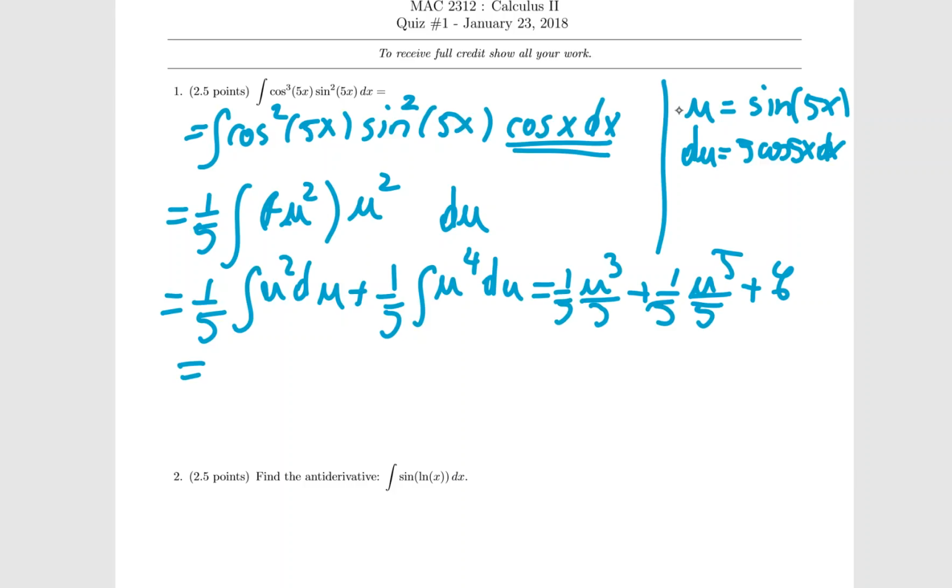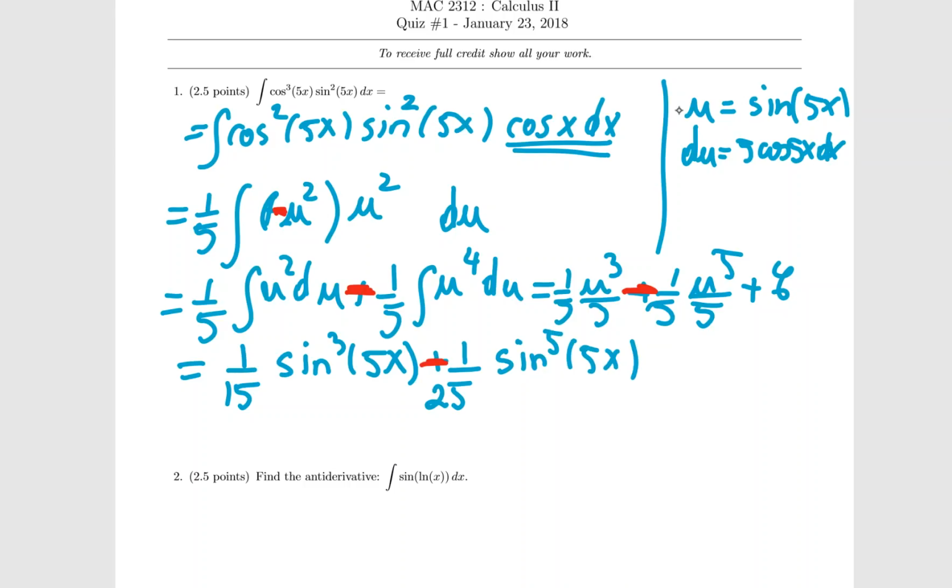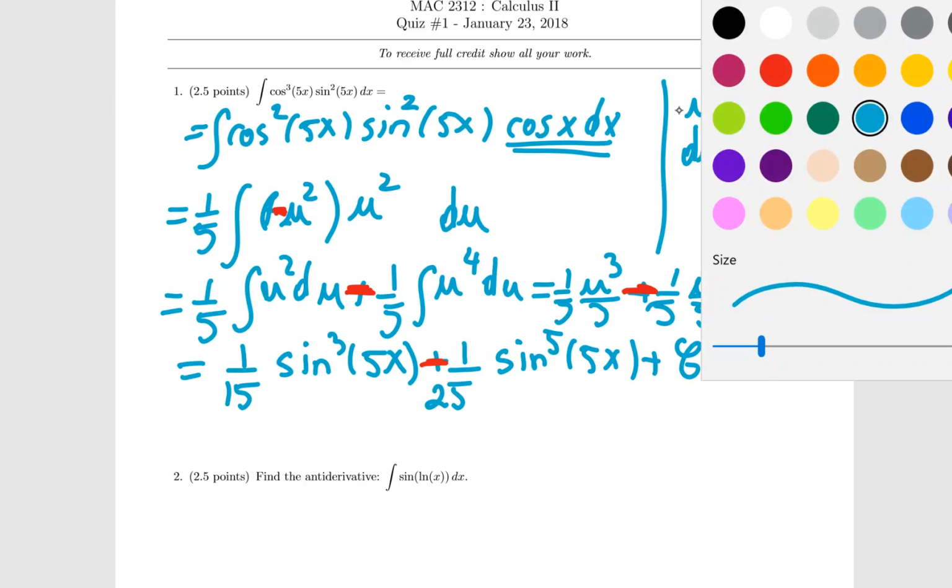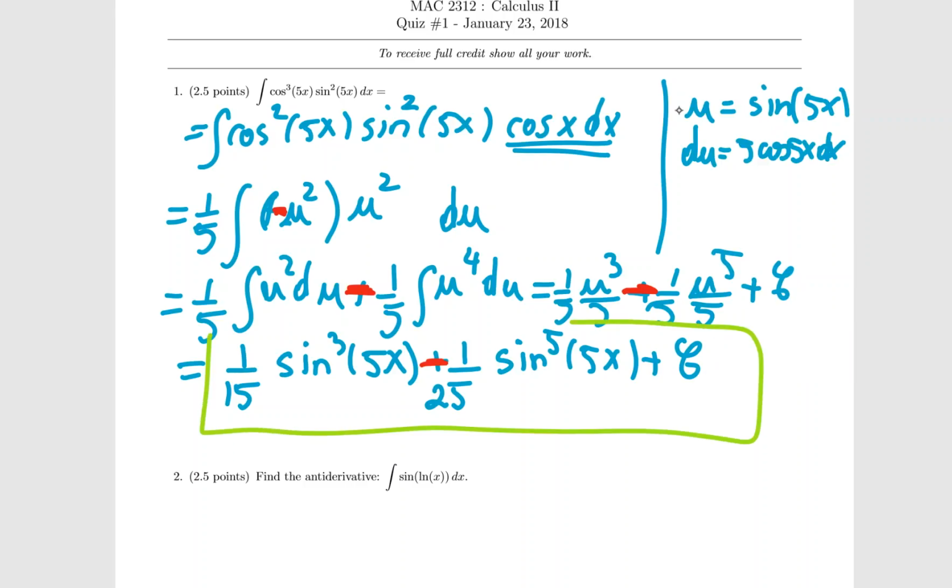And then going back to what u is, you'll get 1 over 15 sine cubed of 5x plus 1 over 25. Is it plus? See, I make algebra mistakes too. This one is a minus here, so this will be minus, and this will be minus. So this is minus 1 over 25 sine to the 5th of 5x plus c. So this should be the answer for the first one.